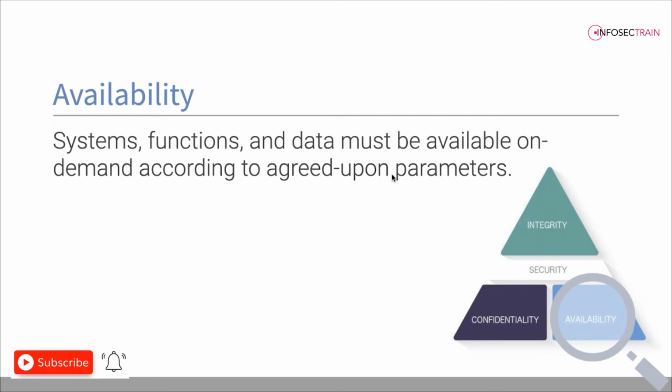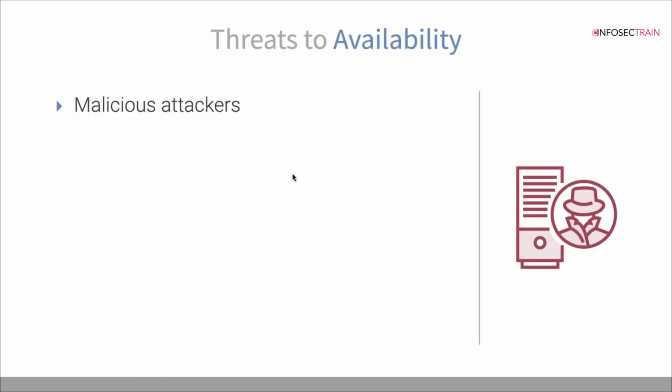Now, when you talk about availability, it's not just about data or information. Okay, it's about your systems and functions, etc. So if your server goes down, well, you have an availability problem. If your internet connection goes down, again, you have an availability problem. Okay, so we need to look into threats to availability, which could be malicious attackers, right?